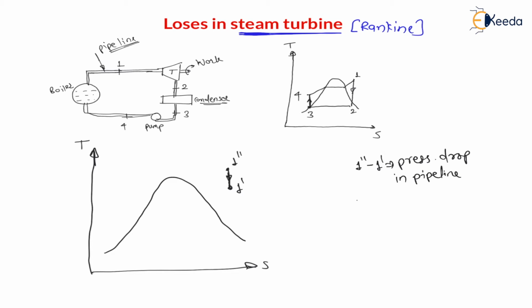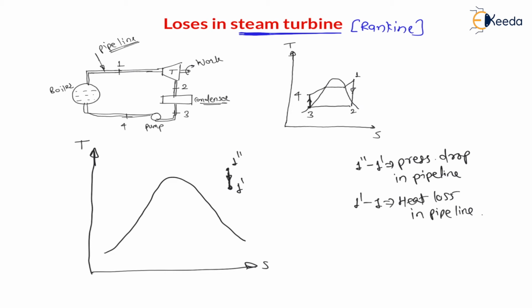Again my dear students, 1 dash to 1 is heat loss in pipeline, heat loss to the surrounding, right? Now whenever there is a heat loss, then there will be an entropy decrease as well as temperature decrease.